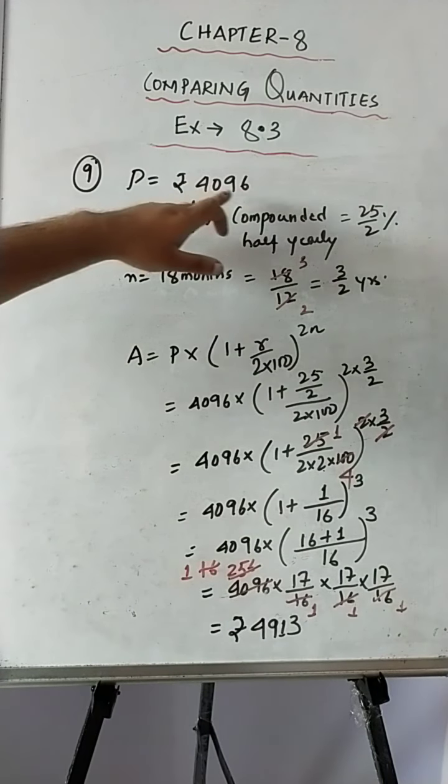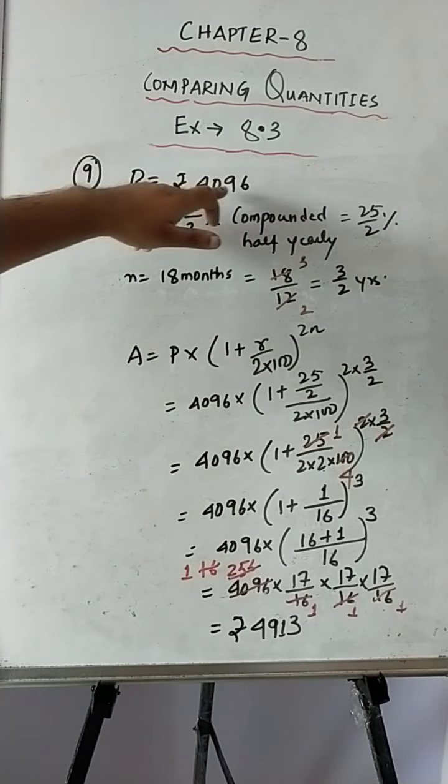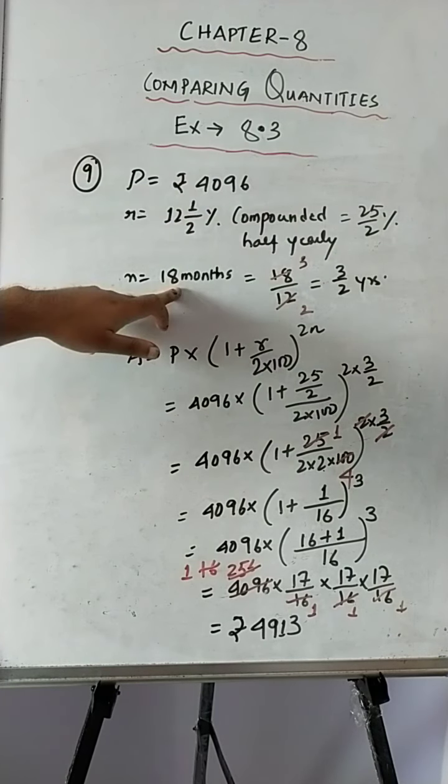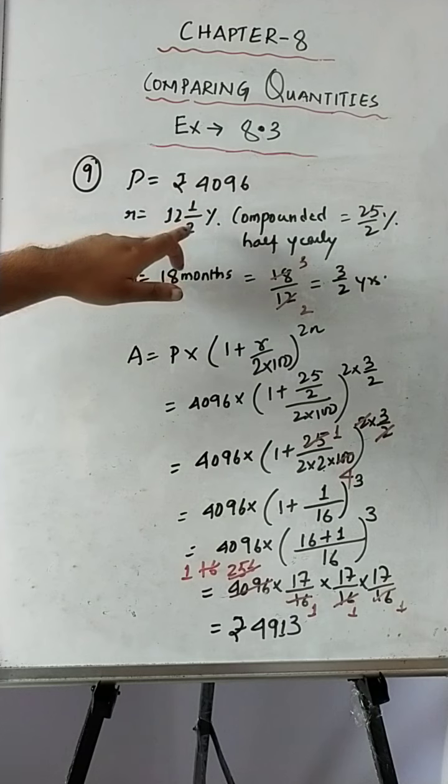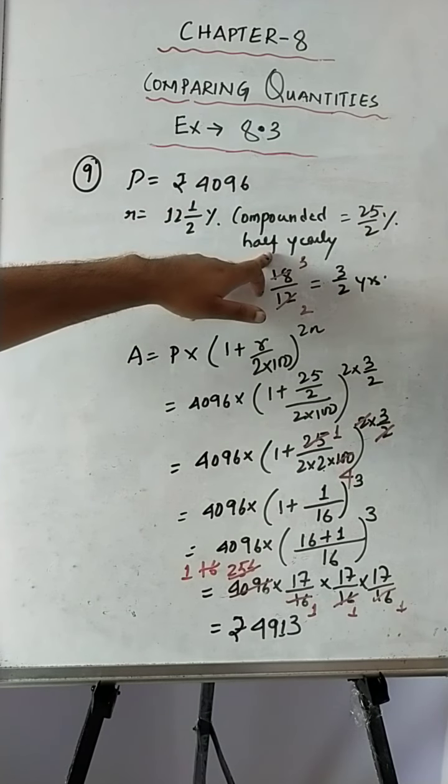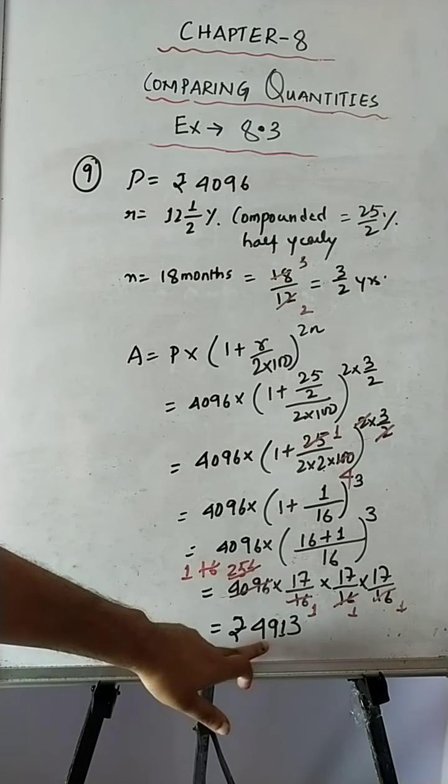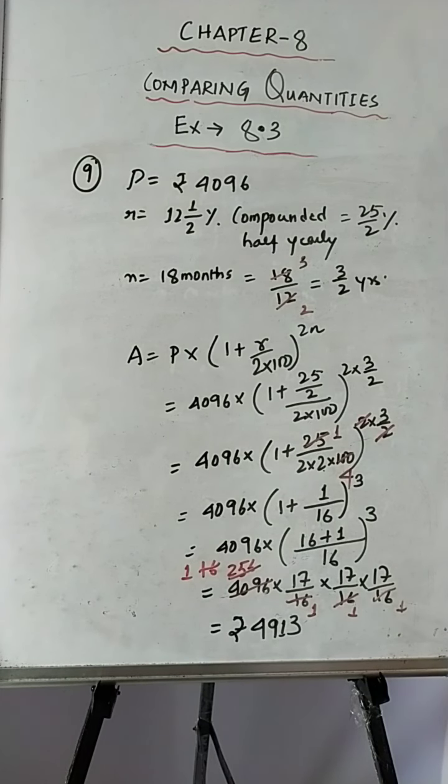So after 18 months Ram will get 4913 against this principal, that is 4096. He invested 4096. After 18 months at the rate of 12 1 by 2% compounded half yearly, he will get this amount, that is 4913. He is earning a huge profit.